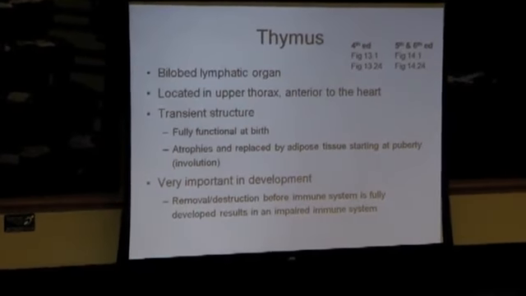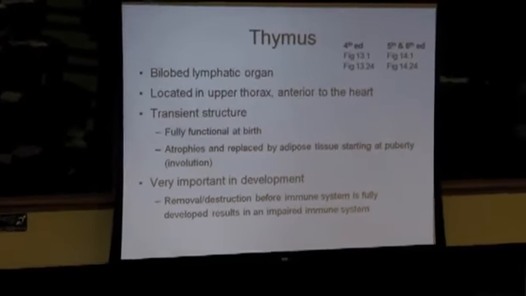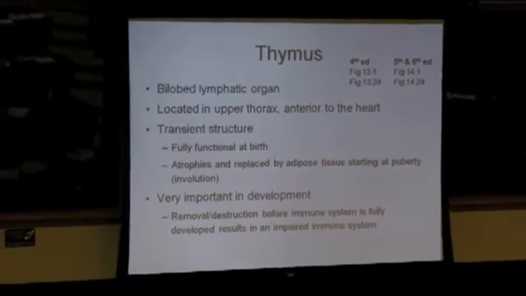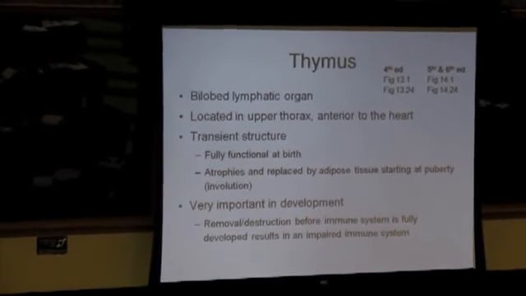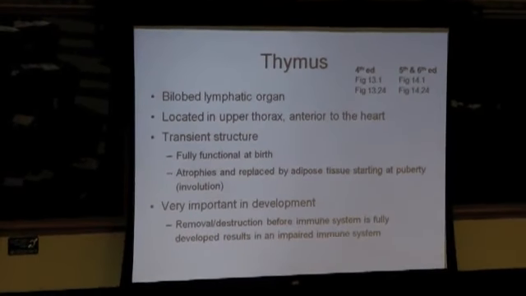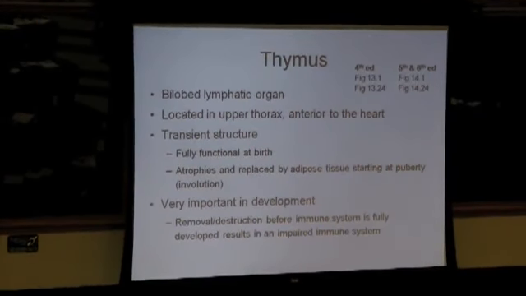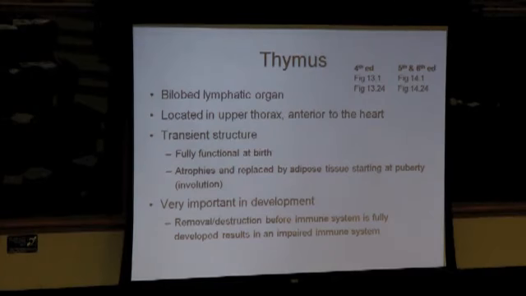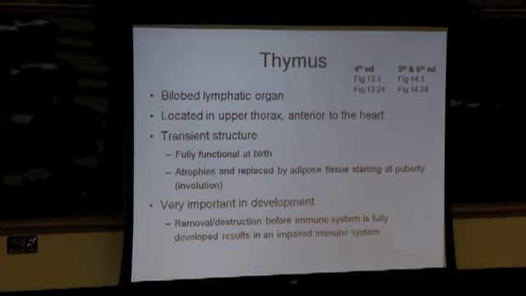It is a bilobed lymphatic organ, just anterior to the heart. It's a transient structure, so it does change over your lifetime. For example, in me, my thymus is probably fairly shrunken and fairly inactive at this point. In your case, it's just getting there. You're almost done using your thymus.